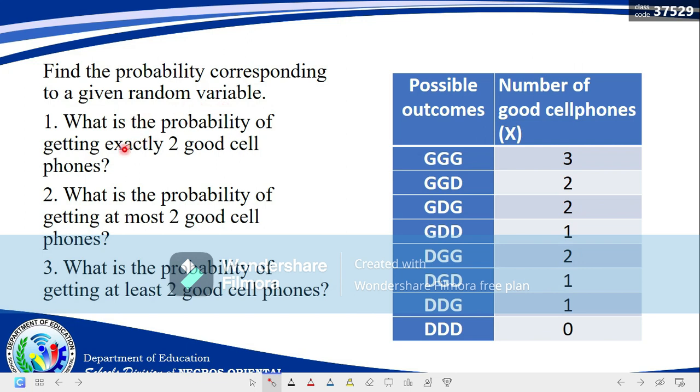First question, what is the probability of getting exactly 2 good cell phones? Second, what is the probability of getting at most 2 good cell phones? Number 3, what is the probability of getting at least 2 good cell phones? Okay, so here's the answer.